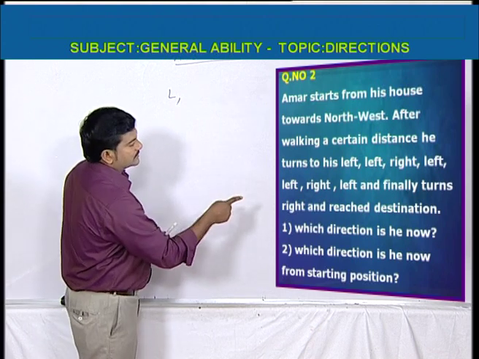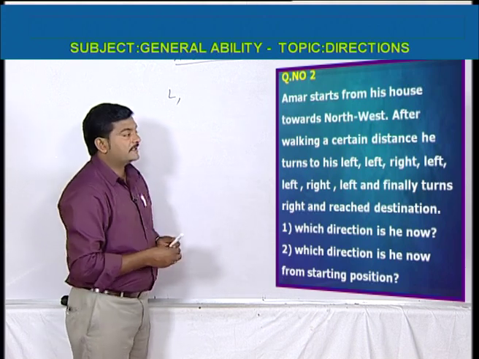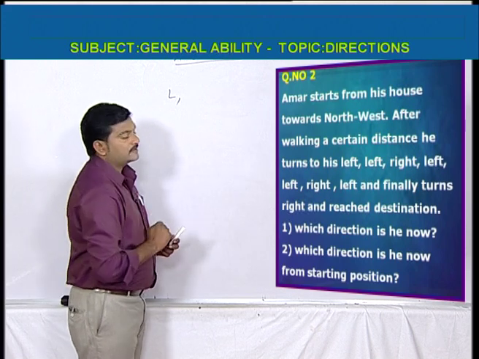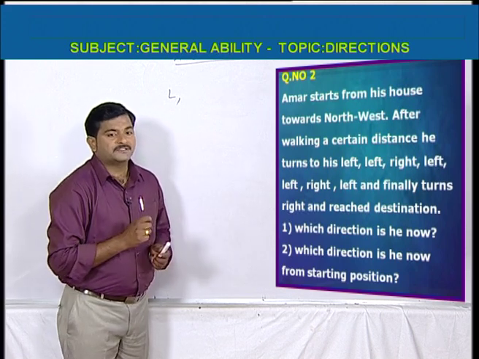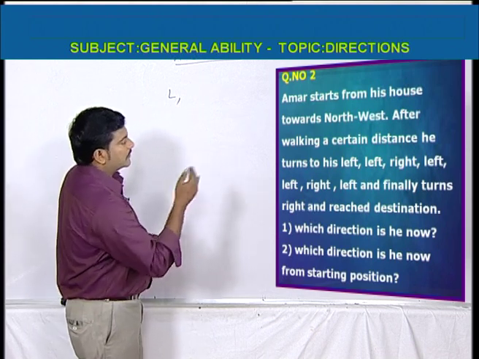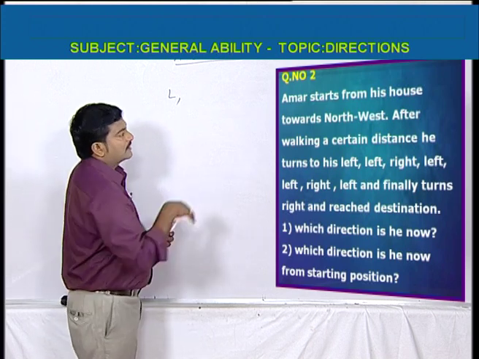There are 2 types of questions. Type 1 is given, type 2 is given. Type 1 is: which direction is he facing now? And the second question is: in which direction is he now from the starting position. So this is also a type of question.